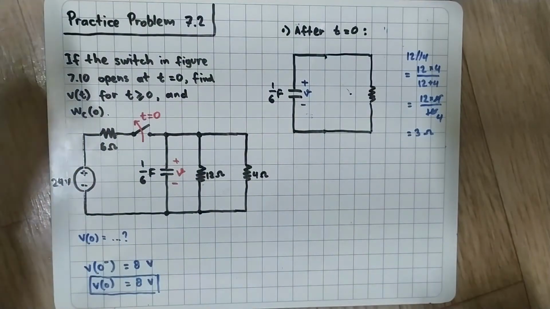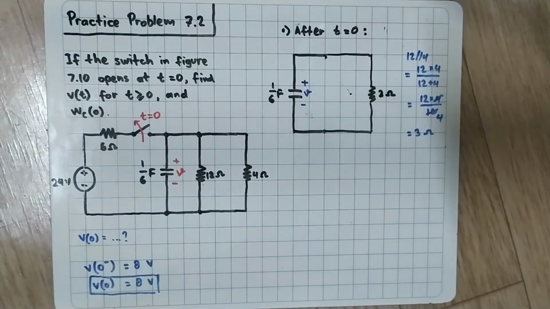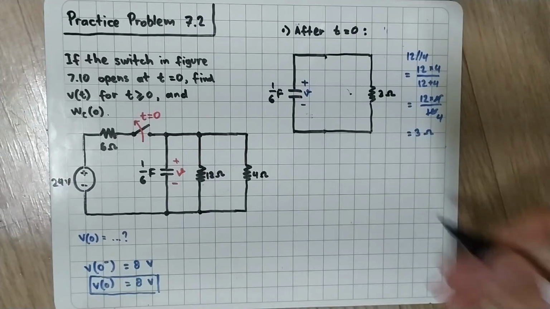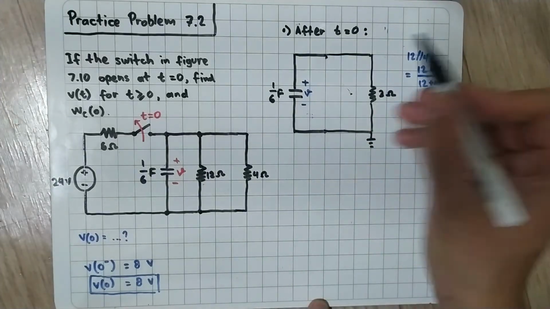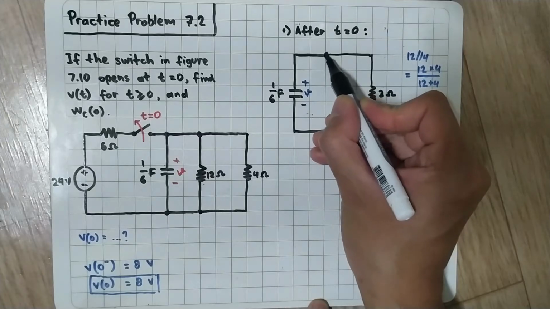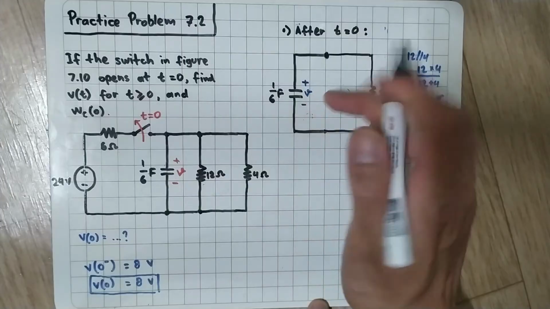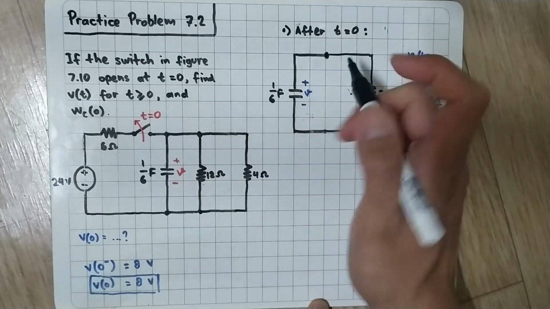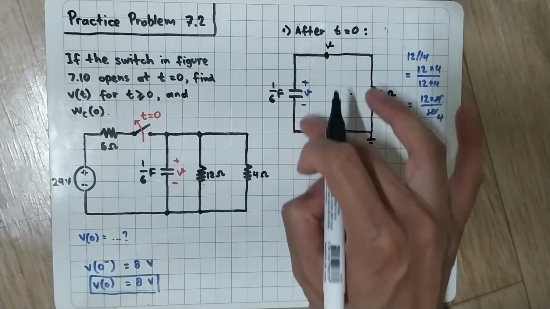Okay, now we have this value here, which is 3 ohm. Now let's put this as our ground, and this node here will be our node. Let's name this node phi, because the value is equal to phi. The voltage here will be phi, right?